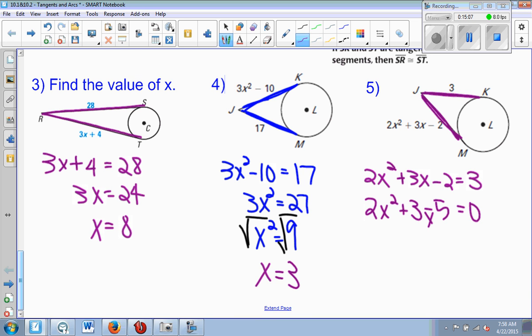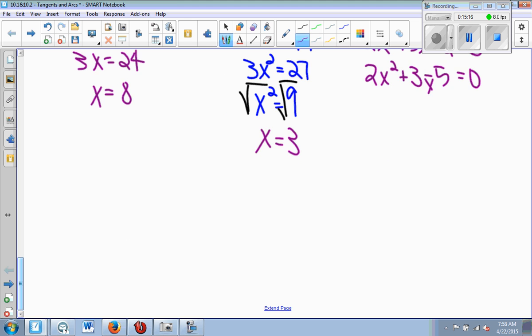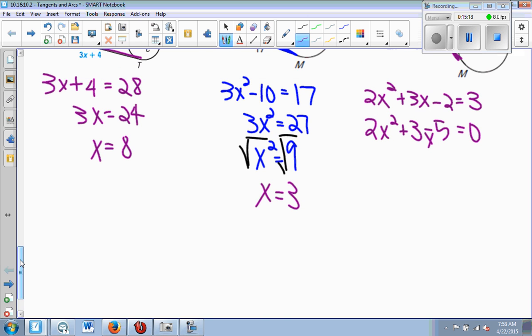And we get 2x squared plus 3x minus 5. This is something you learned how to solve last year in Algebra 1. And you learned how to solve it using something called the quadratic formula. The quadratic formula looks like this.